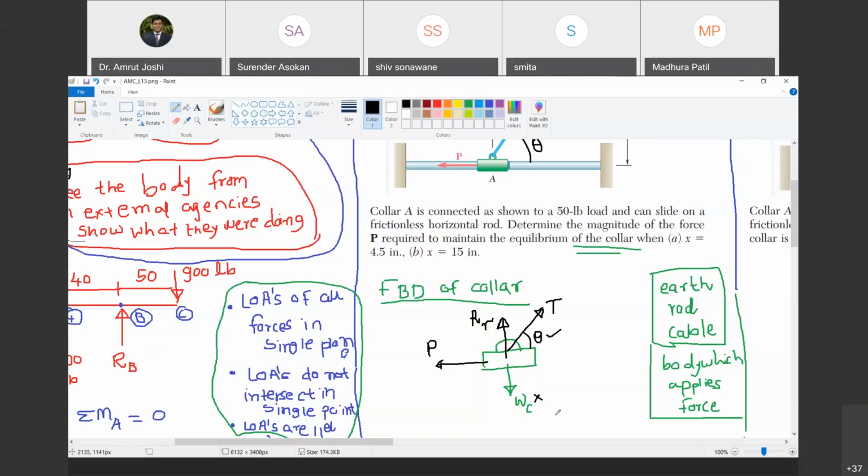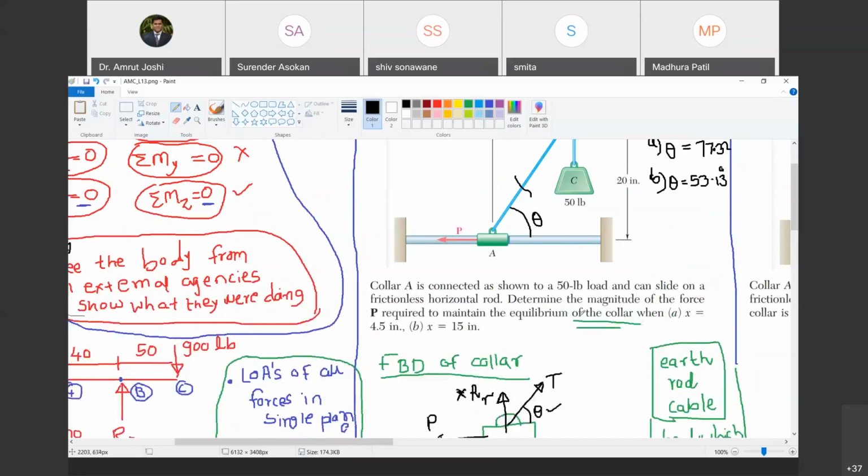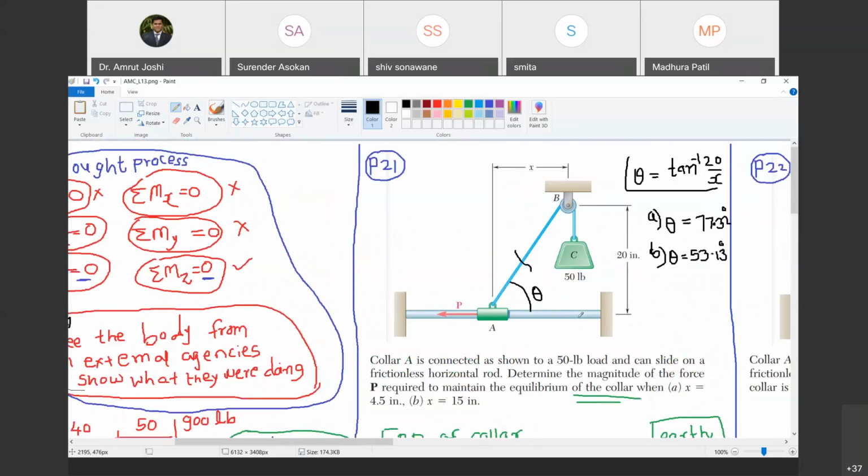Whether this normal reaction offered by the rod on the collar is known? No, we have not found it out. It is unknown. Are you with me? And the question is, is T known? It's 50 lb. How do you know the value of T?